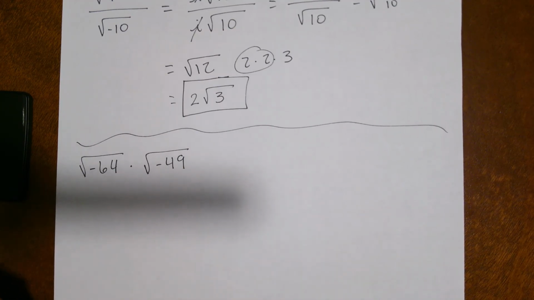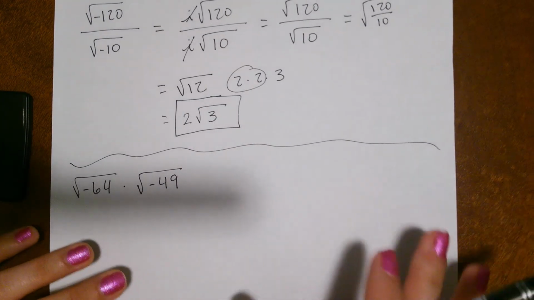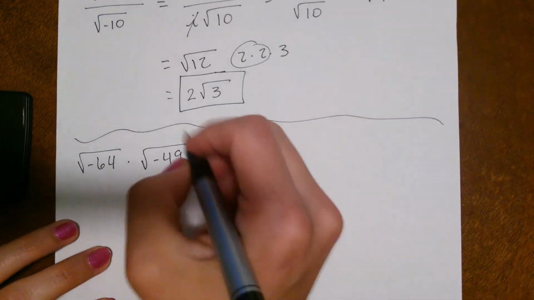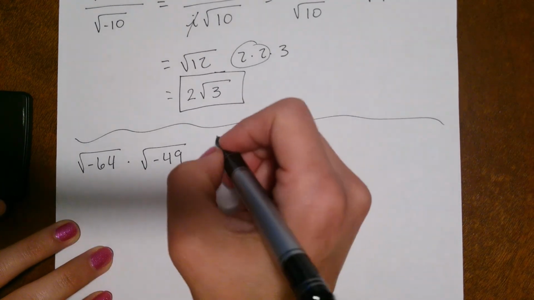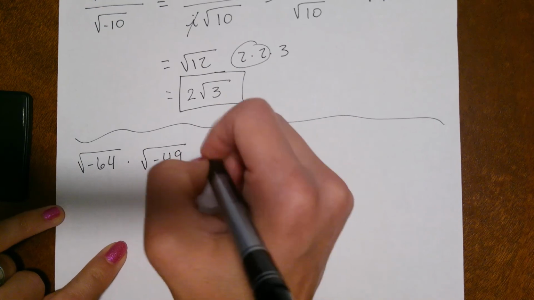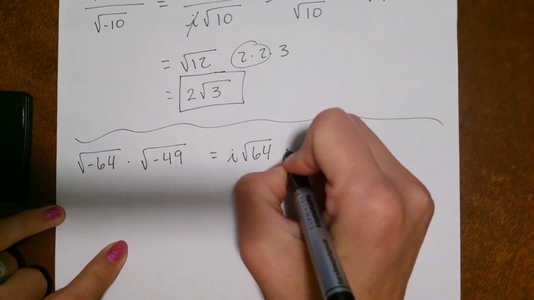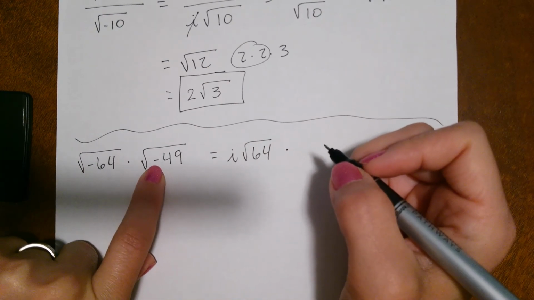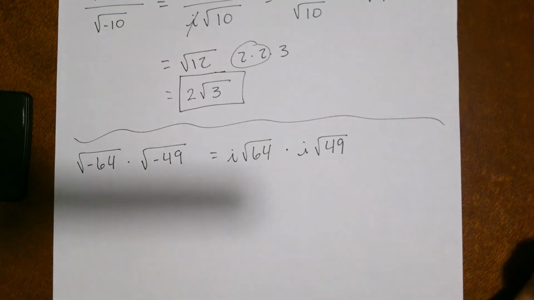But we need to write them in terms of i first. In the last example, the i's canceled out, but that won't necessarily always be true. So I'm going to rewrite these. Negative 64, I'm going to pull the i out. So this would be i square root of 64 times i square root of 49.